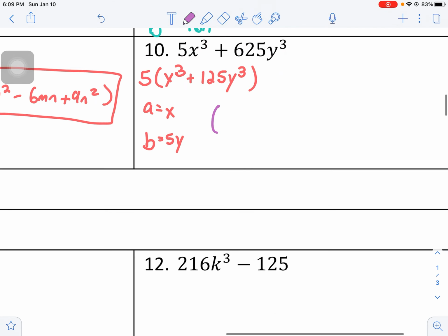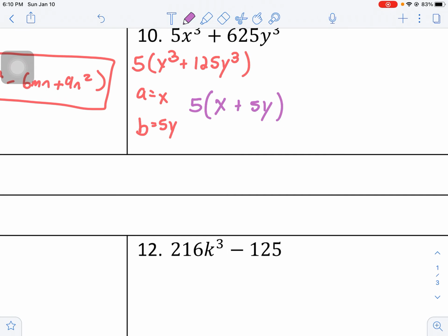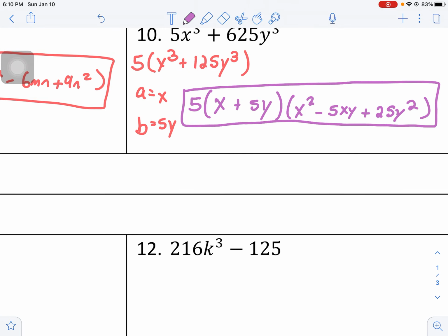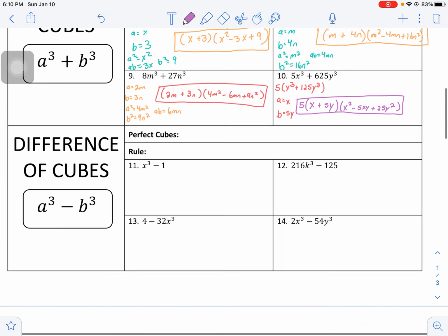So we have a and b go first. Whoops, can't forget the 5. Okay, so 5 is in the front. A is x, b is 5y. It's a plus sign there because the sign always matches, SOAP. So same sign. And then a squared is going to be x squared. Now we have opposite sign, so minus. And then ab is 5xy, always positive. And then at the end is 25y squared.